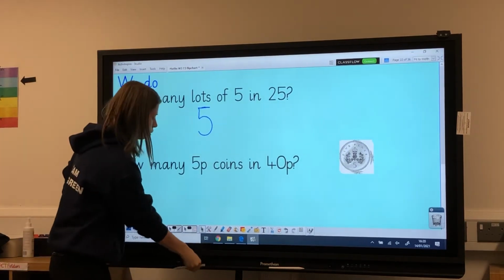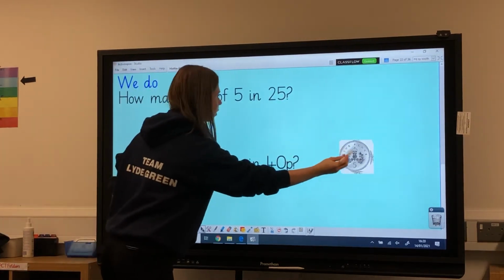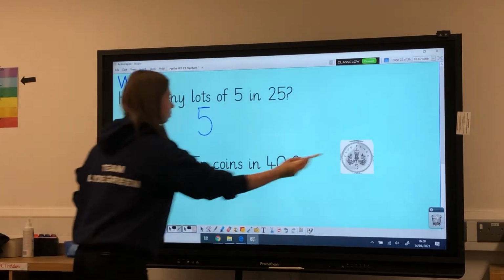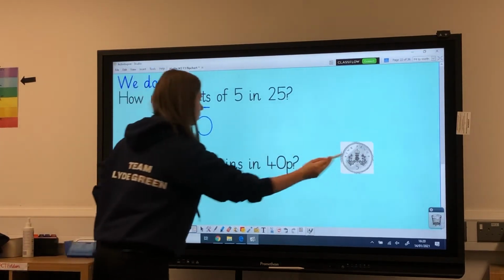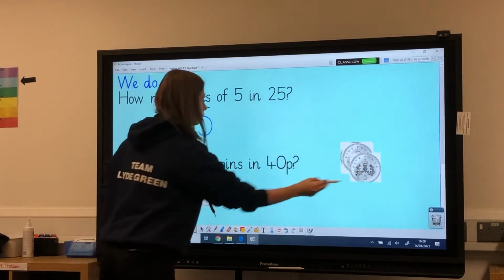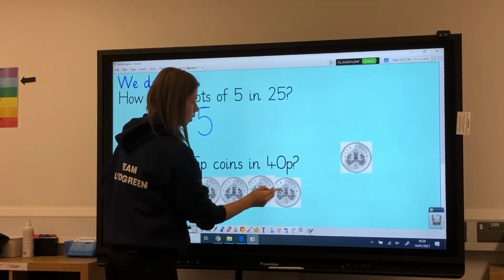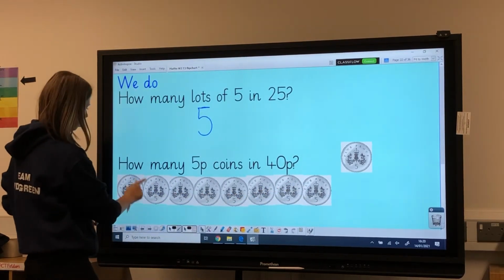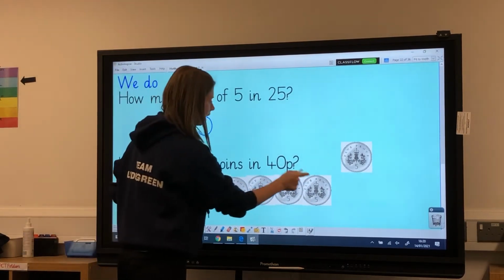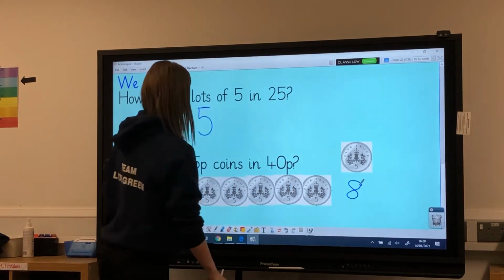And should we just double check that with our 5s? We're going to count up in 5s using our money. Ready? 5, 10, 15, 20, 25, 30, 35, 40. Should we count up the 5s? 1, 2, 3, 4, 5, 6, 7, 8. So there are 8 5s in 40p.